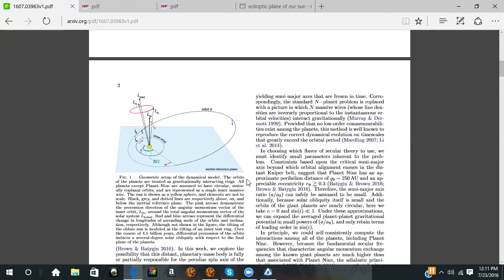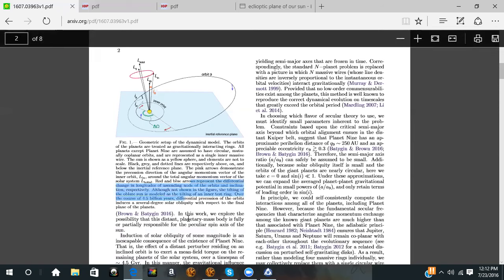This is the dynamical model. The orbits of the planets are treated as gravitationally interacting rings, and all the planets except Planet 9 are assumed to have circular, mutually coplanar planes. And they're represented in the center, basically this wire in here, the inner orbit. They added all the data, and they can make them on fixed wires because we know the fixed orbits. We know how these orbits have been, and we can predict it. So they made basically a wire simulation, so it doesn't matter. And they're just really clever. They did this over the course of 4.5 billion years, and they show you the test ring.